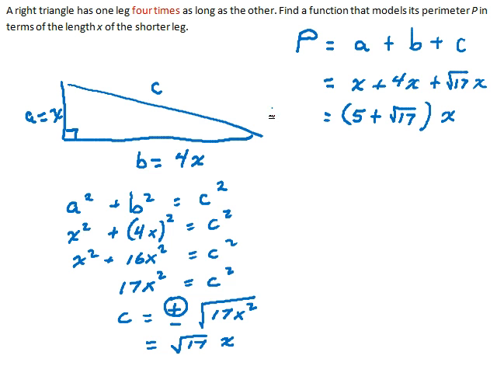So we've written the perimeter as a function of x, which represented the shorter leg of the triangle.